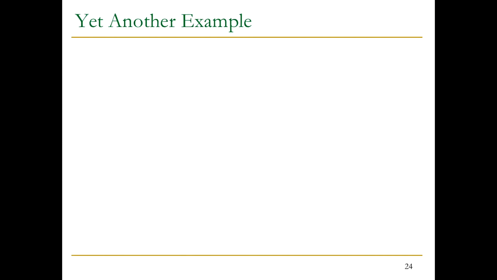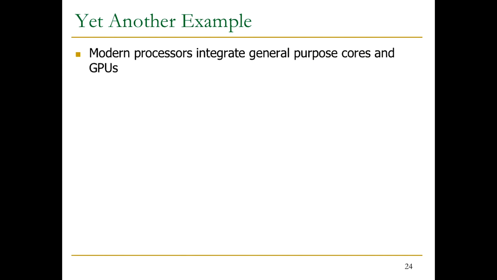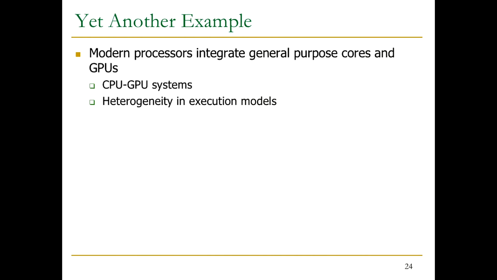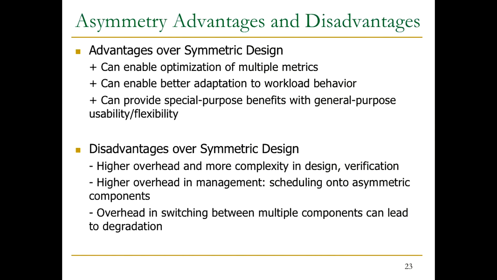Okay. So yet another example. And we've also seen this, right? Modern processors integrate general purpose cores and GPUs today. CPU, GPU systems. This is heterogeneity in execution models also, right? You have different execution models for a CPU versus a GPU. And there will be more. There's FPGAs, for example. So this is going to increase, I think. And the one key question is how do you ensure these disadvantages don't dominate, right? Okay.